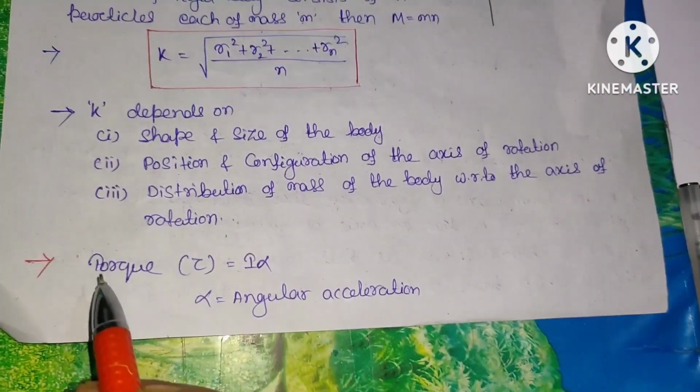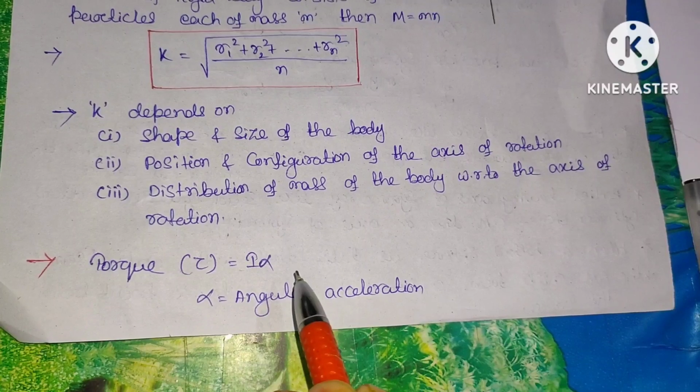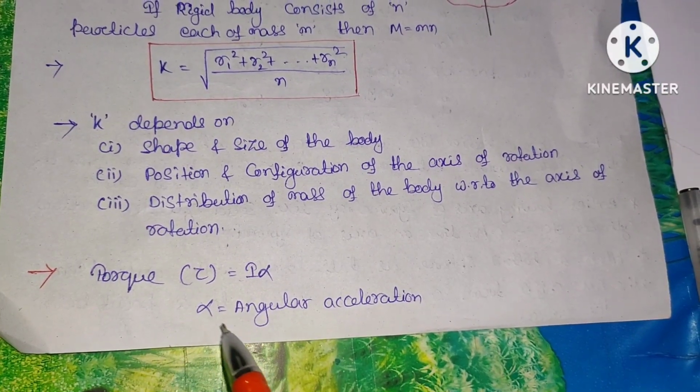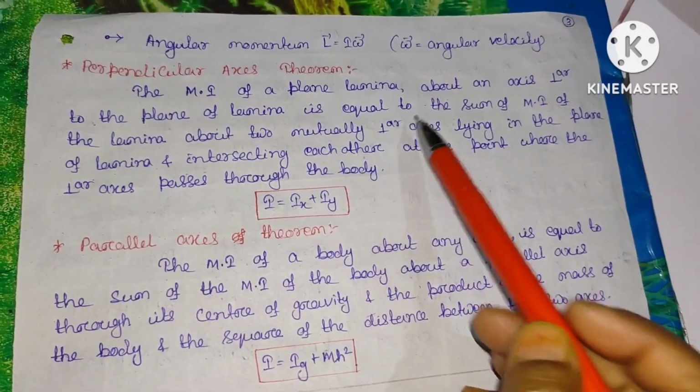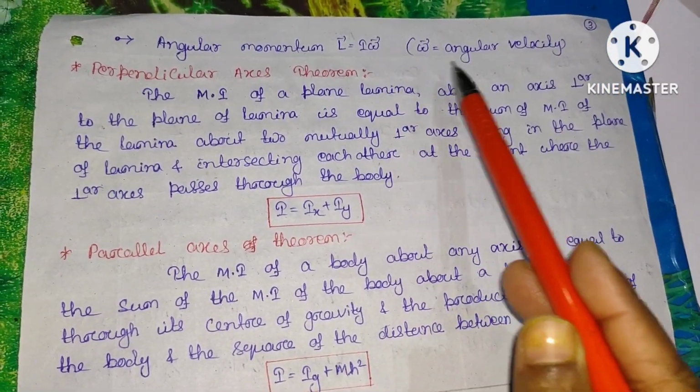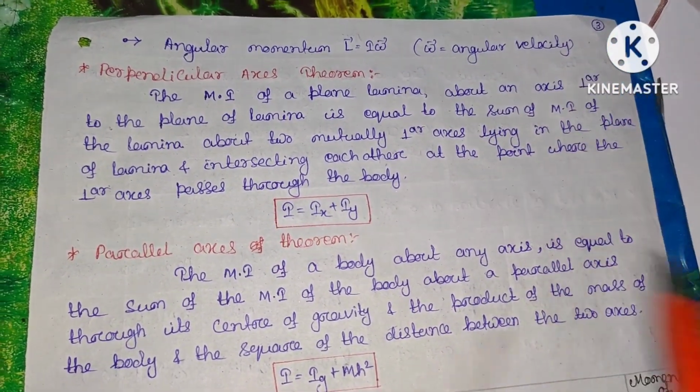Next, the torque is tau equals I alpha, where alpha is the angular acceleration. The next is angular momentum, that is L equals I omega, where omega is the angular velocity.